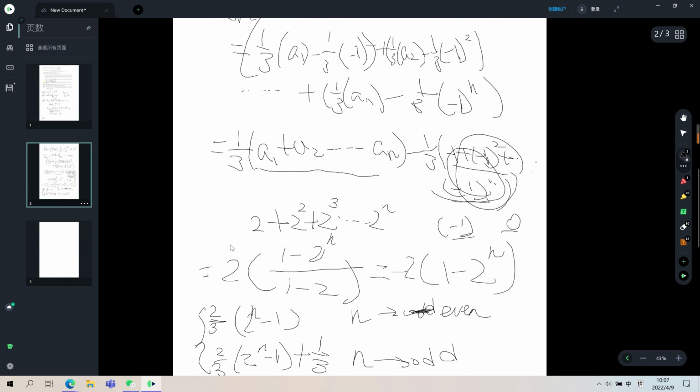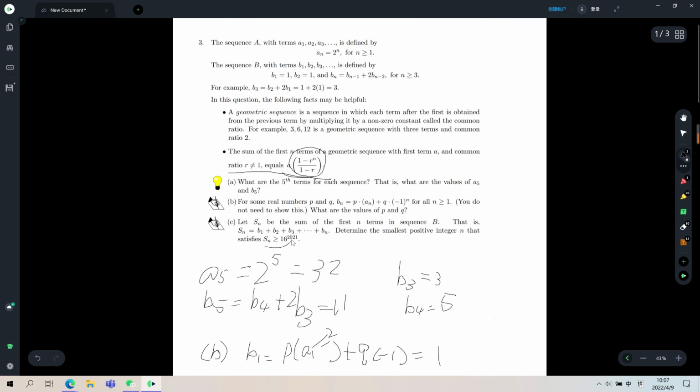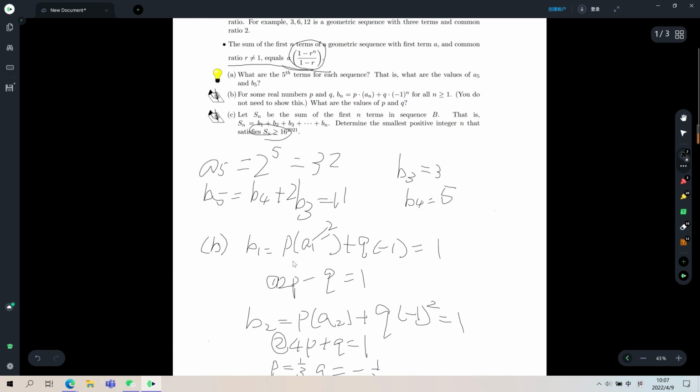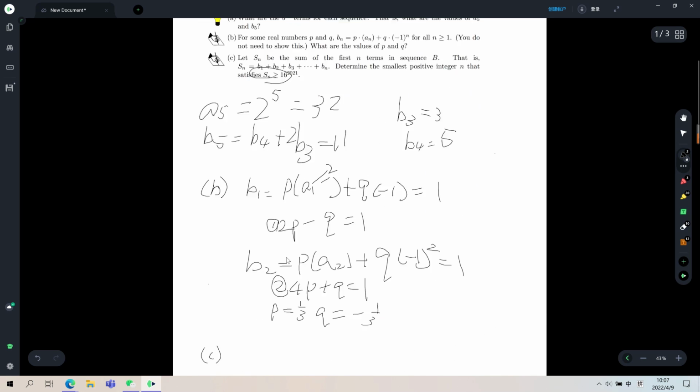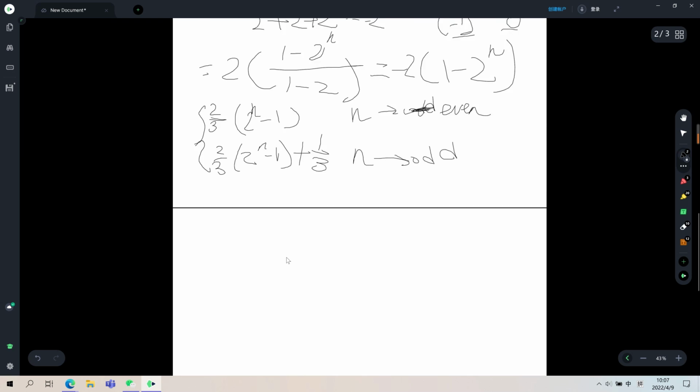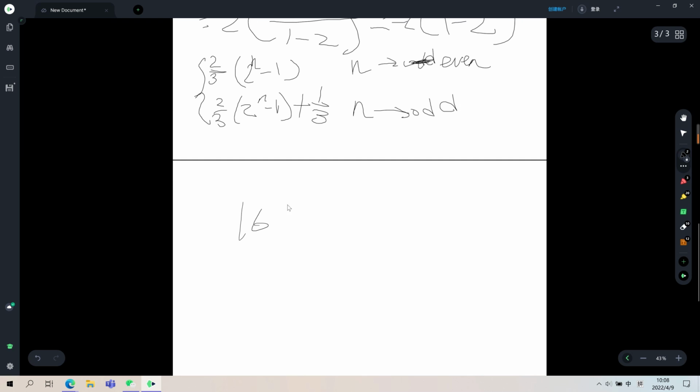Okay, now the question asks, determine the smallest integer n that satisfies Sn greater than 16 to the power of 2021. So 16 to the power of 2021 would be, because 16 is 2 to the power of 4, this can also be written as 2 to the power of 4 to the power of 2021, which is 2 to the power of 8084.